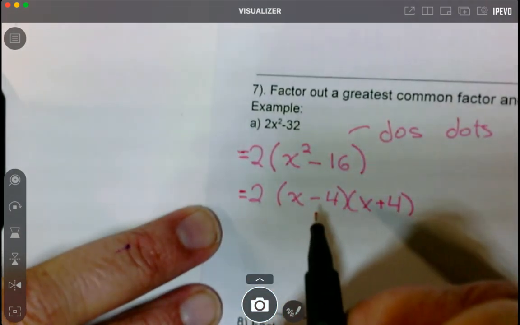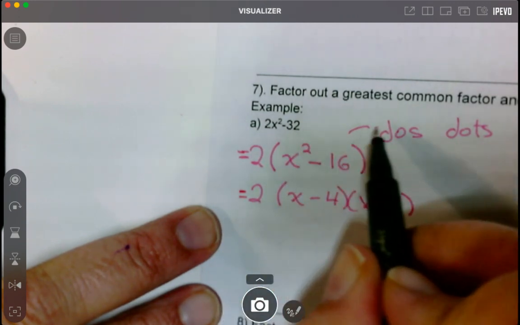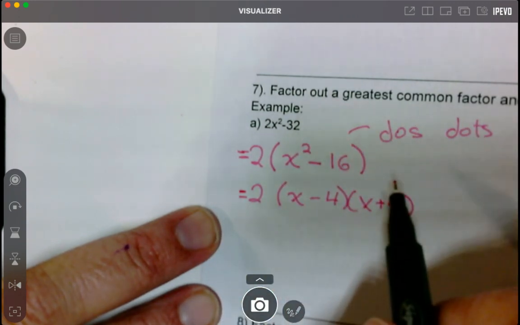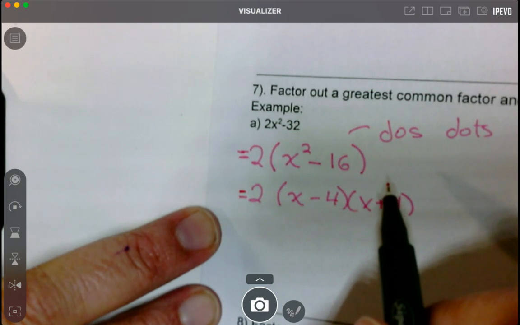I like writing mine underneath each other, but in your notebook, if you'd like to write it straight across, you could do that also. By the way, that reminds me here, I should have had equal signs, I forgot.